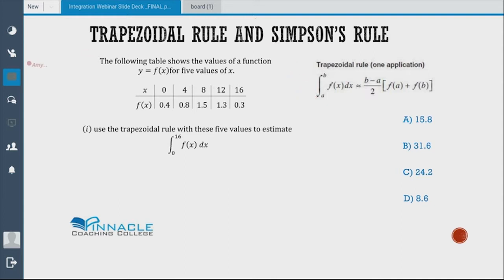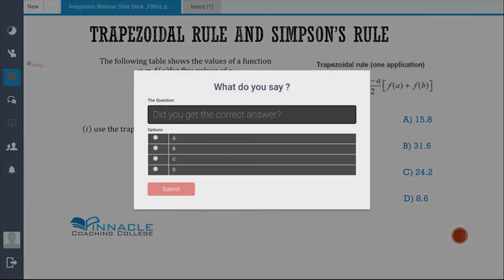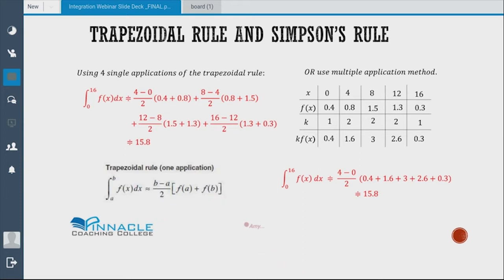All right, so I'm going to put up the poll now just to see what everyone got. Okay, so I can see a lot of people went for option A. So let's have a look. So yep, the answer would be A.